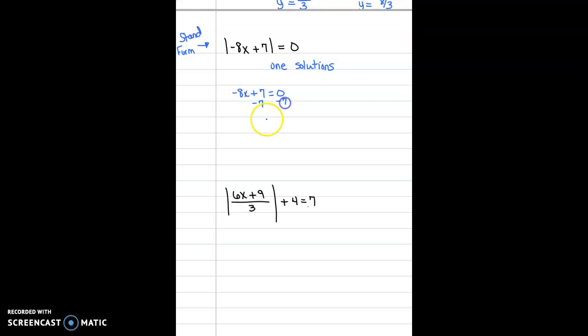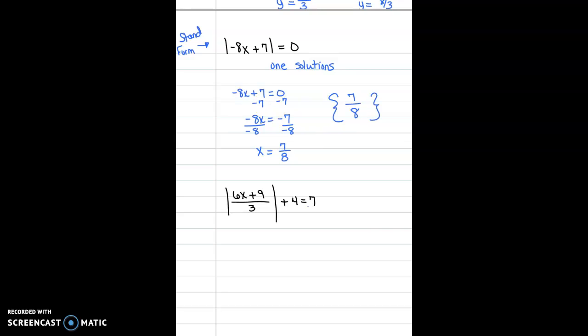So we subtract 7 from each side, which gives me negative 8x equals negative 7. Divide by negative 8. And I want to reduce the signs on this fraction. Two negatives make a positive. So my solution set, if they ask me to put it in the squigglies, I only have one answer, and that is 7/8.